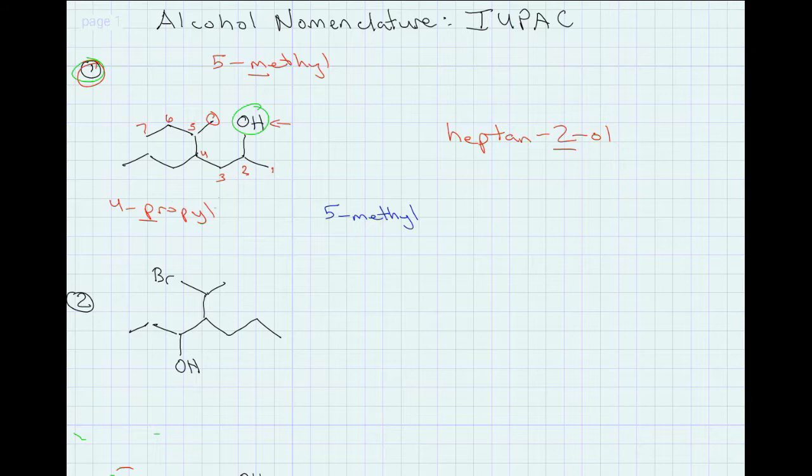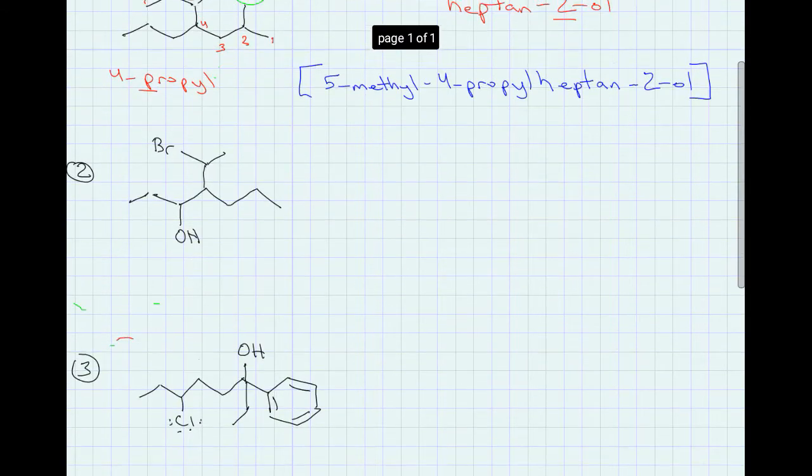Then we're going to have 4-propyl. And then we don't have to hyphenate into the suffix of our name, which is heptan-2-ol. So that will be the name of our compound: 5-methyl-4-propylheptan-2-ol. So let's look down here at the next problem, problem number 2.